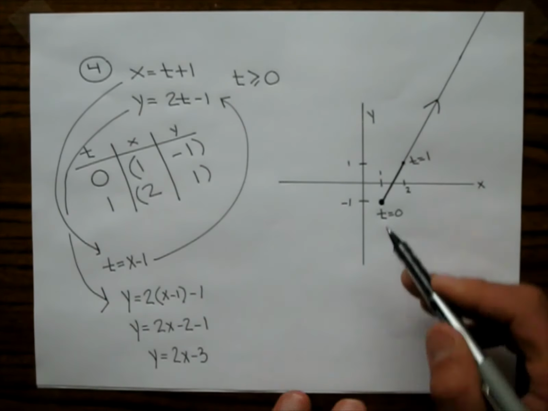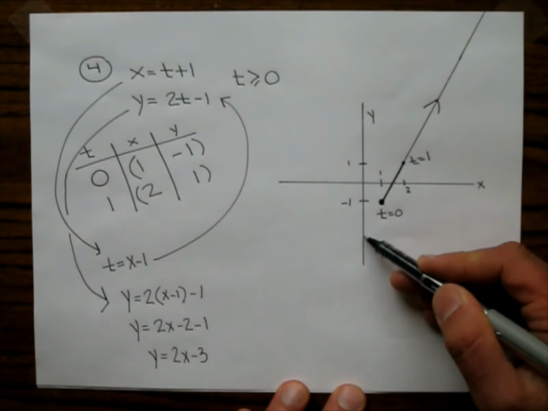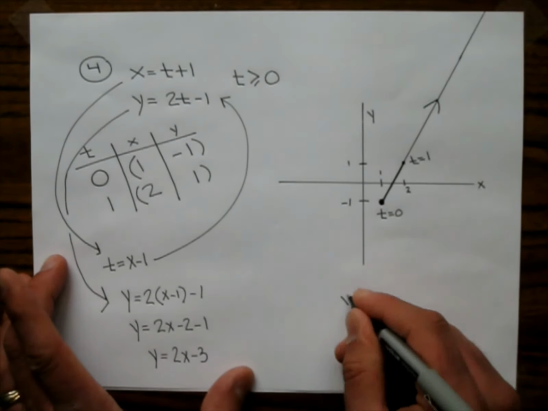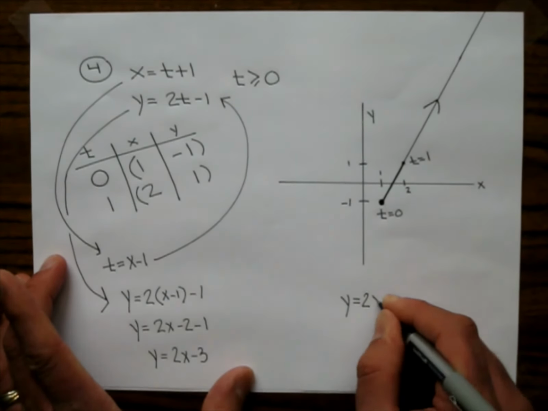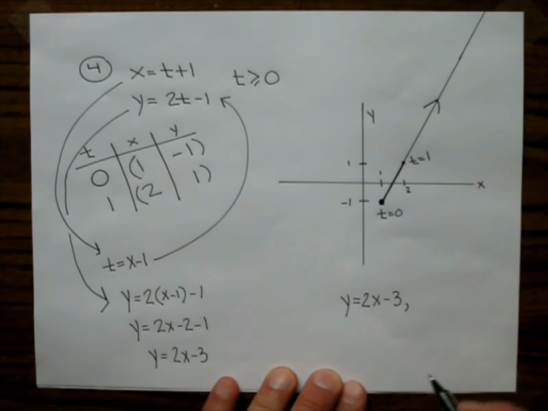Now I think I said that because the slope is 2, if you kept drawing that, you'd end up hitting the y-axis at negative 3. Now a lot of people would just put this for the answer, but we have to actually limit our domain. X can only be what?